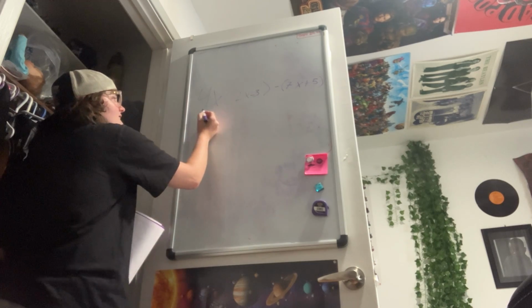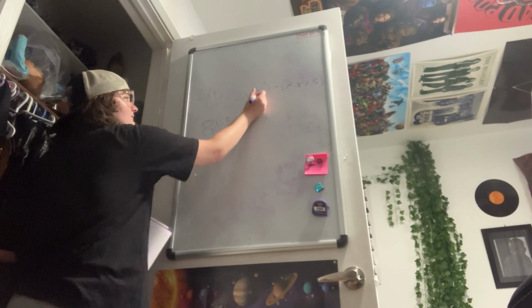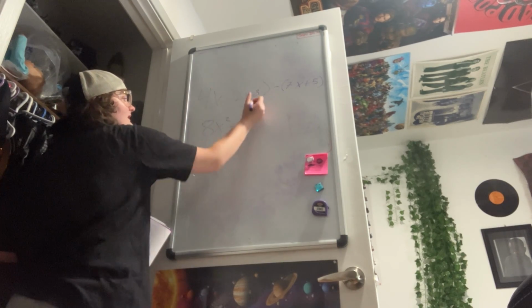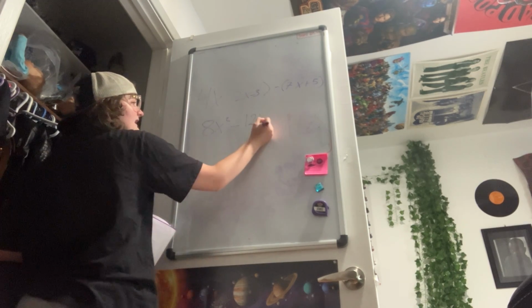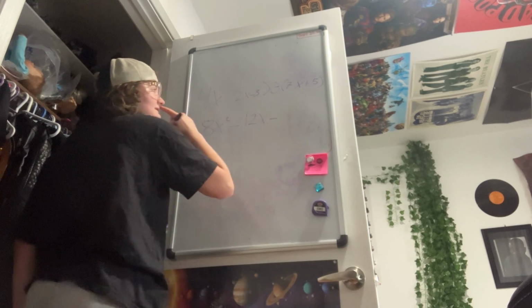We just did that. 4 times 2 is 8. x times x is x squared. We keep the minus symbol. 4 times 3 is 12, and the x has to stay. We have a minus symbol in between these, so the minus is going to stay.